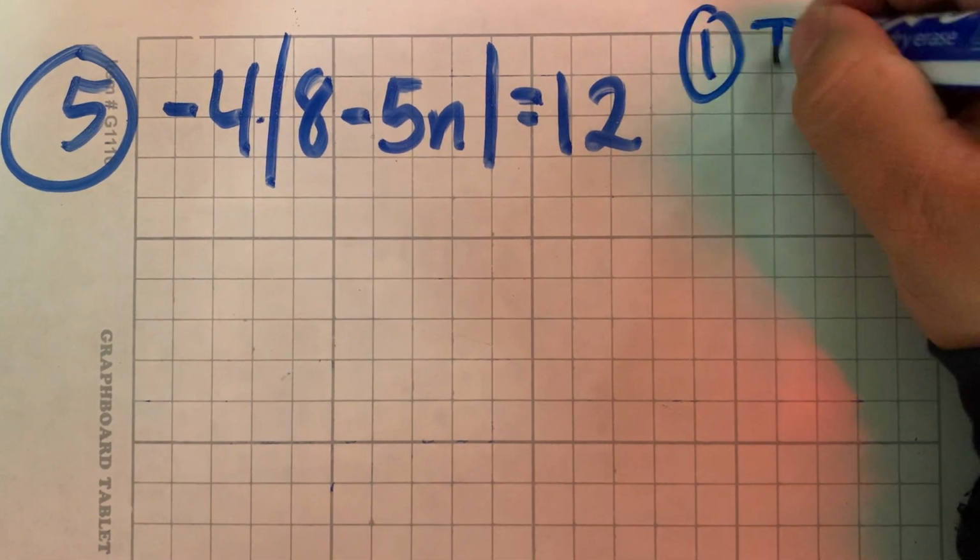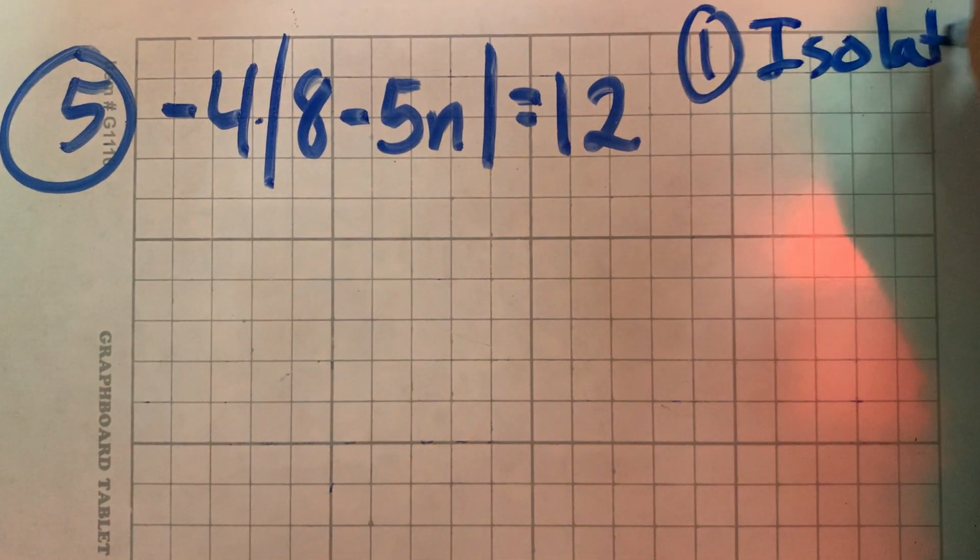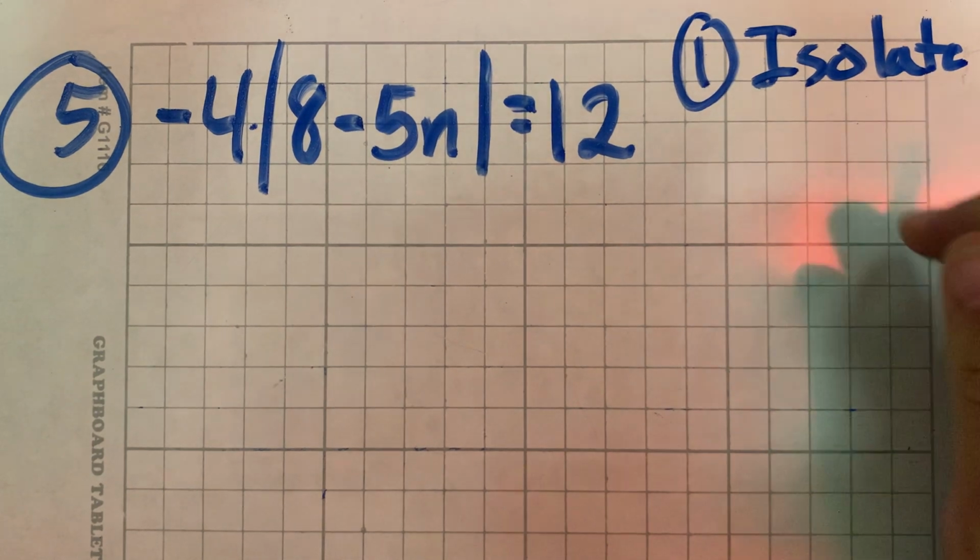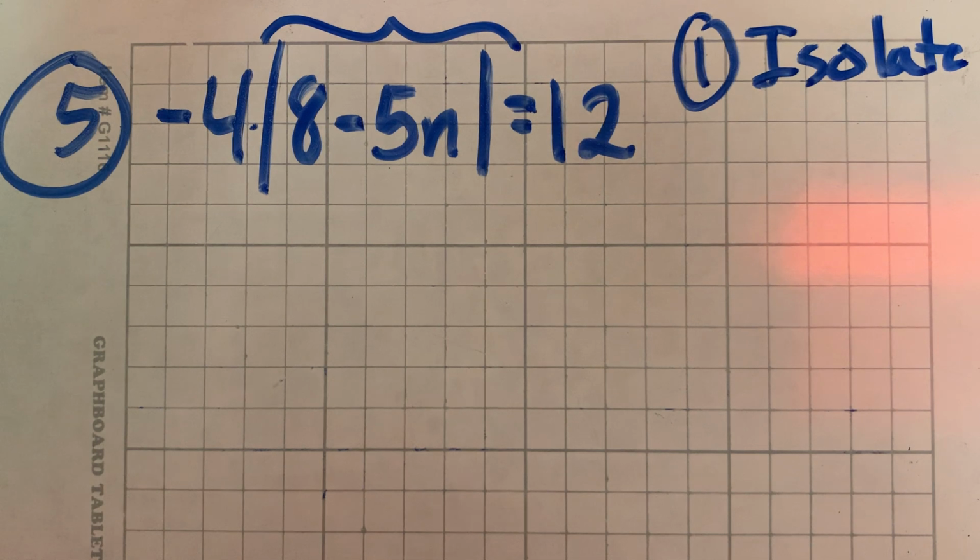What that tells me again is that I'm going to have to isolate. Again, our first step is to isolate the absolute value expression. That means I want to get that by itself.